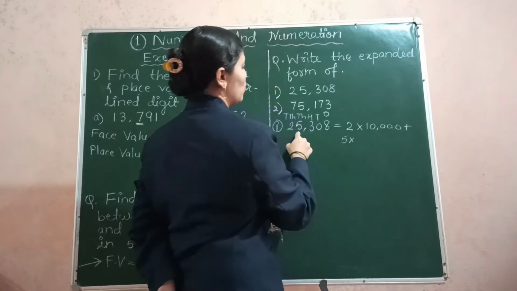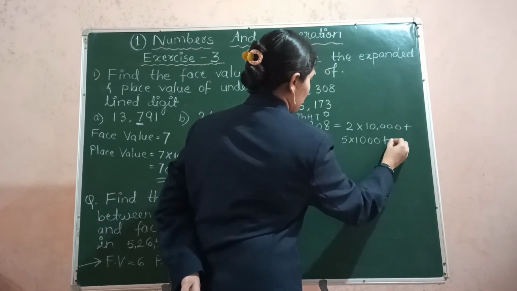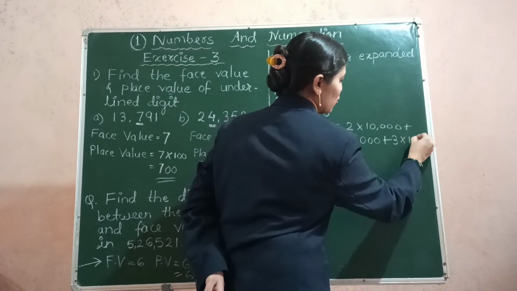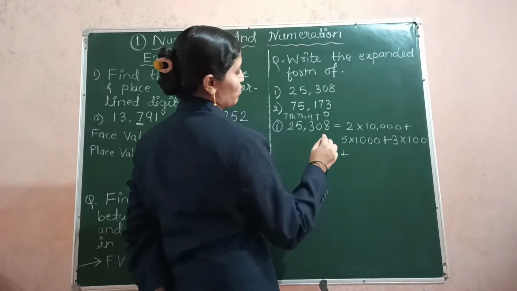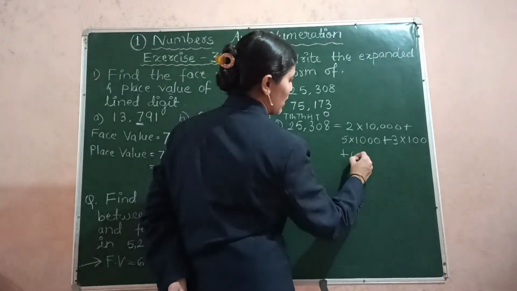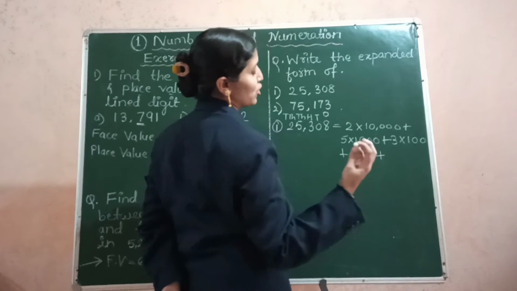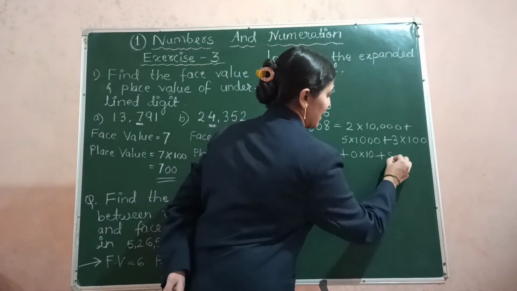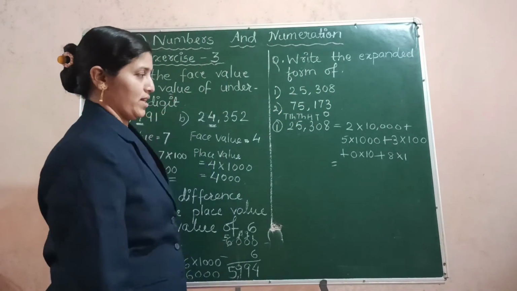5 into, it is in thousands place, so 1,000 plus 3 which is in hundreds place, so 3 into 100 plus 0, no value for 0, so 0 as it is. Even if we multiply it with 10, we will get no number because 0 is having no value. And 8 is in ones place, so 8 into 1.